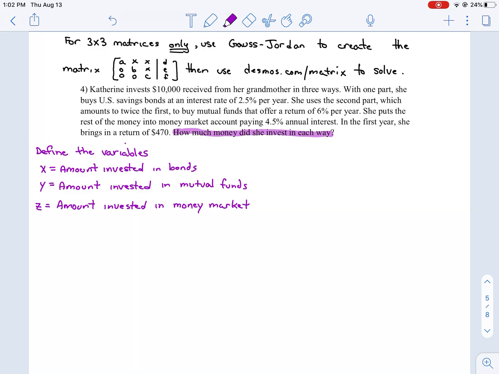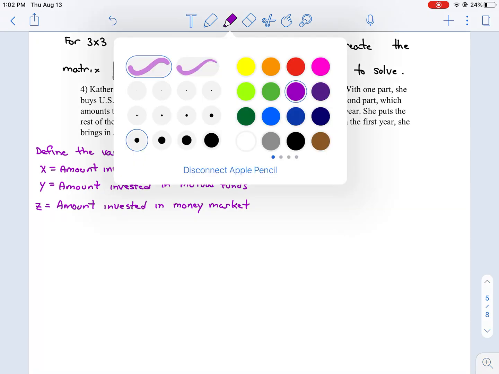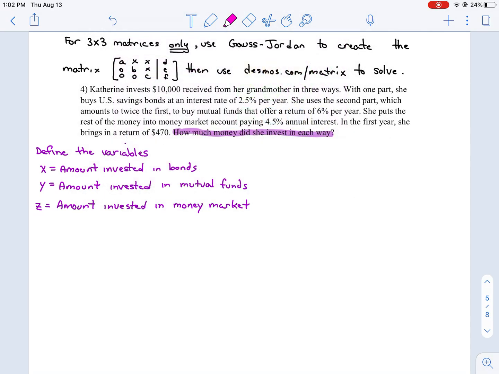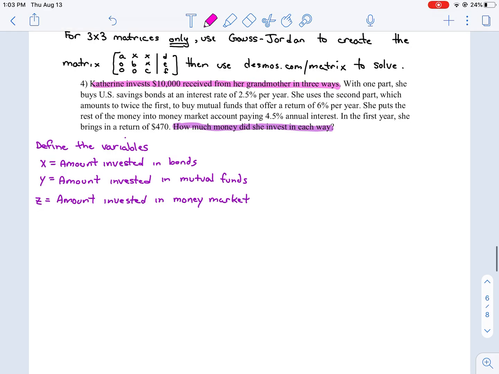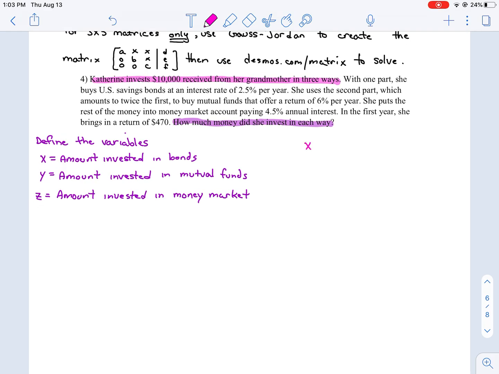Now I'm going to go ahead and highlight the important information and create an equation that represents that sentence. Starting with, Catherine invests $10,000 received from her grandmother in 3 ways. So the only 3 ways she invested her money was with bonds, mutual funds, and the money market. So the first equation is going to be X plus Y plus Z is equal to 10,000.